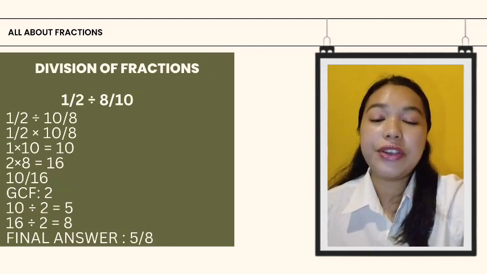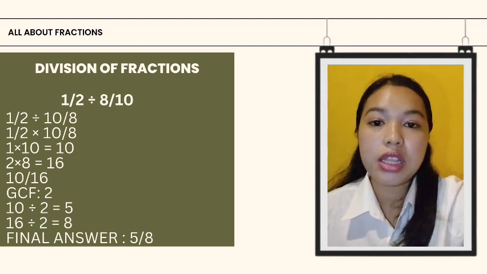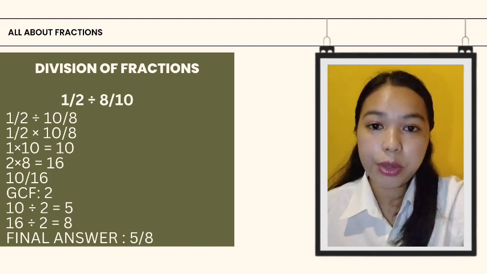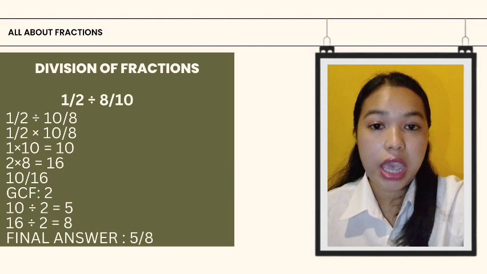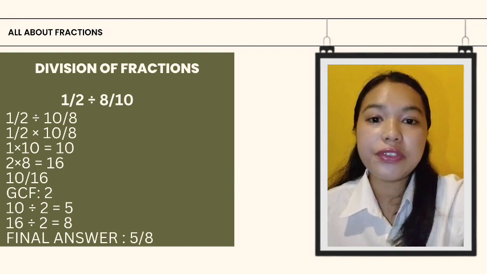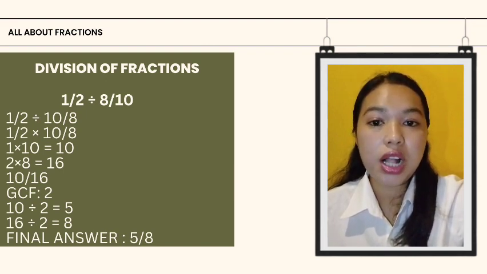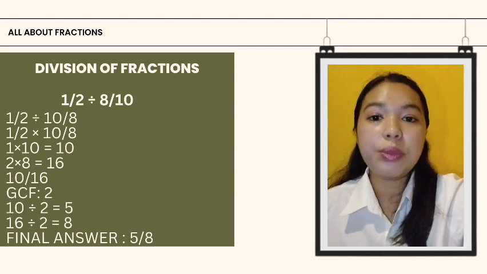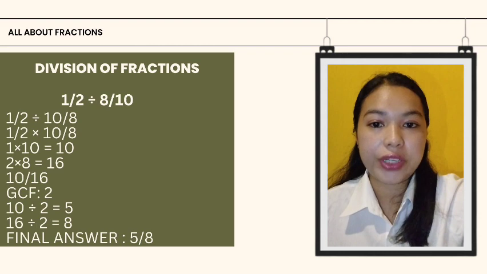How about dividing fractions? So the first step, we need to get the reciprocal of the divisor and then proceed to multiplication. For example, 1/2 divided by 8 over 10. So let's do the first step, which is to get the reciprocal of the divisor. Our divisor is the 8 over 10. It will be 1/2 divided by 10 over 8.